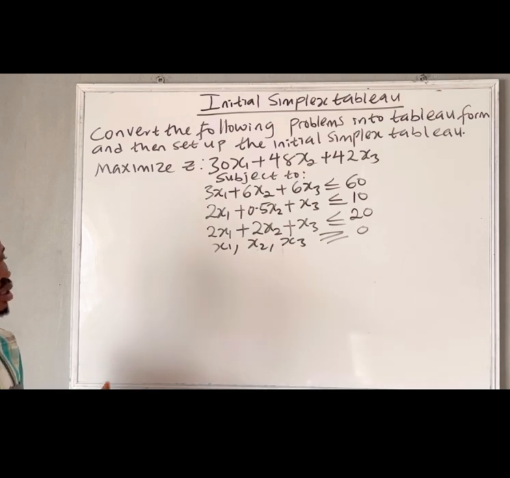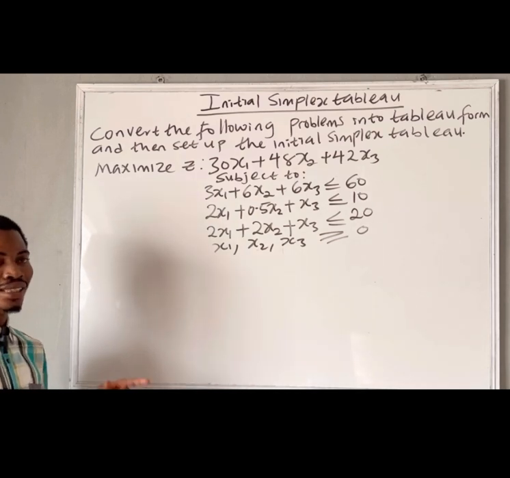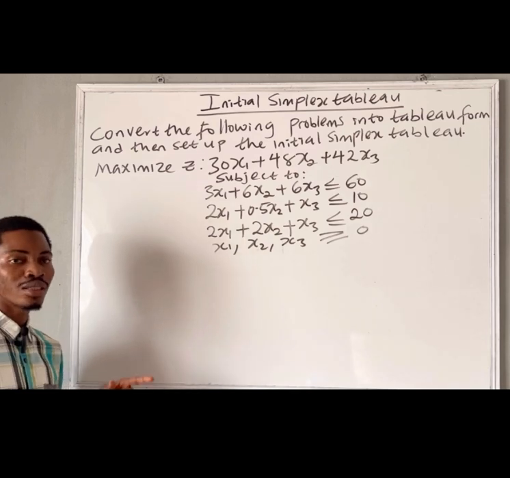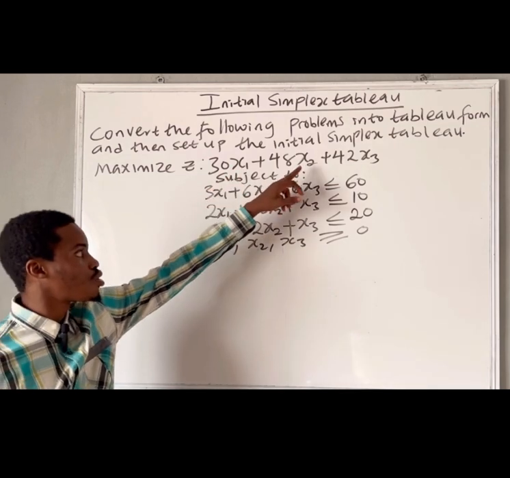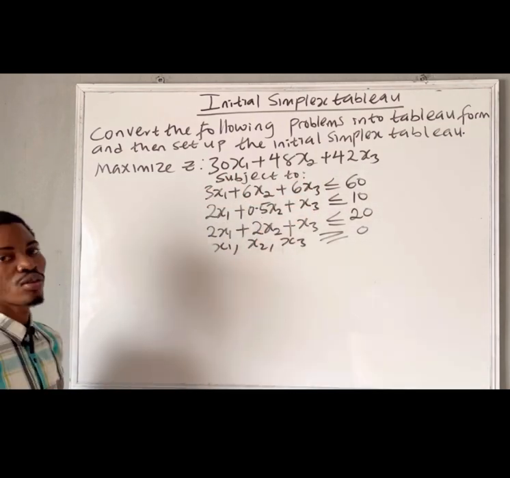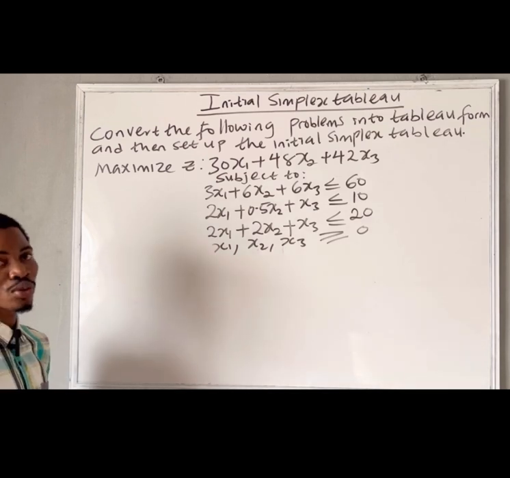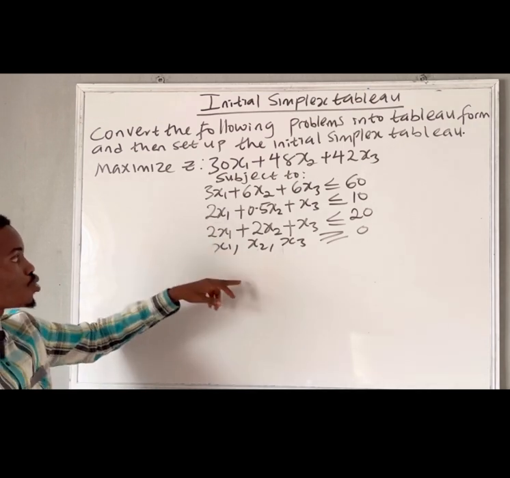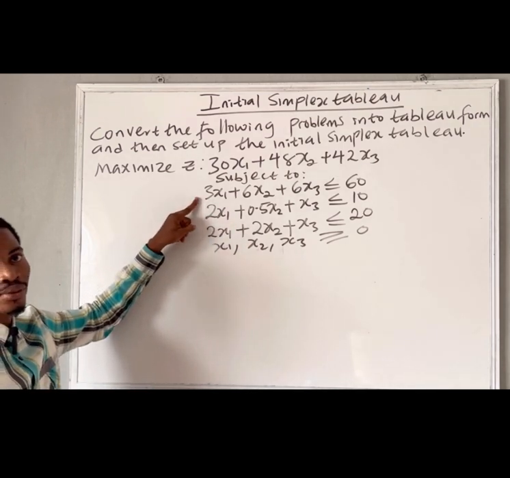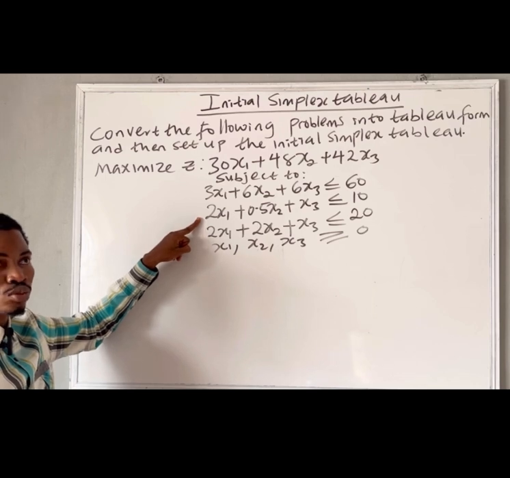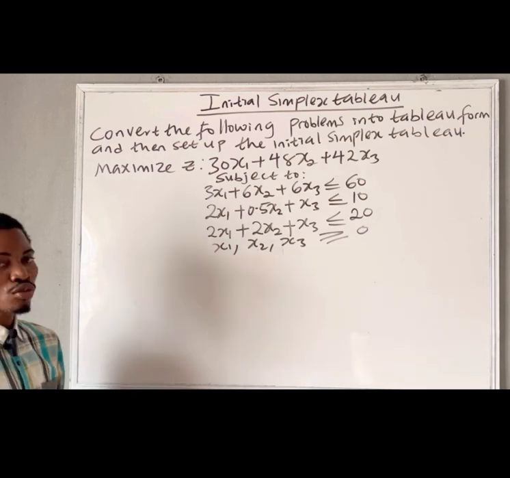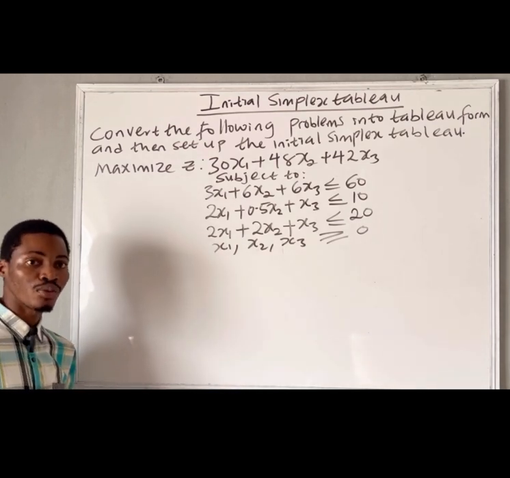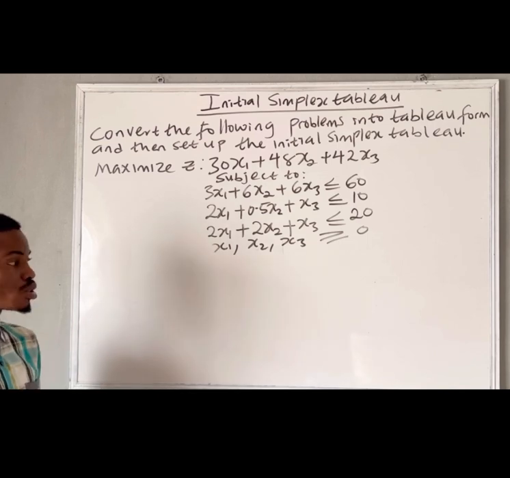Converting to standard form means we are going to add slack variables according to the variables in the objective function. We have x1, x2, and x3, so our slack variables will be slack variable 1, slack variable 2, and slack variable 3. The first constraint will take slack variable 1, the second will take slack variable 2, while the last constraint will take slack variable 3. So I convert it to standard form by adding the slack variables and turning the inequality to equality.